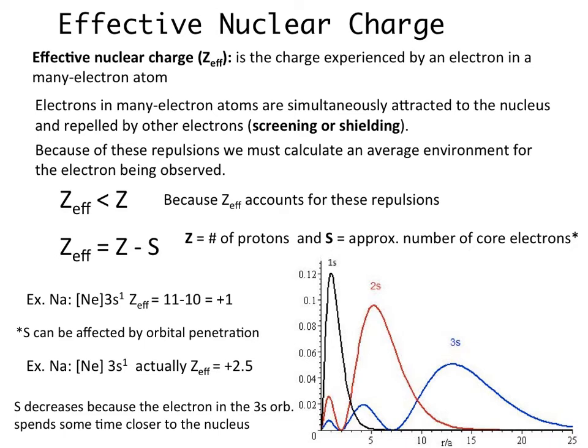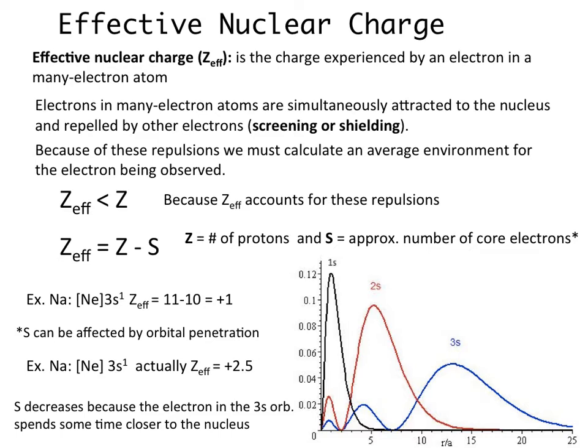Now, Z effective is smaller than your actual nuclear charge because Z effective accounts for the repulsions that we discussed up here. So if we had a single electron on the outside and no electrons in between the nucleus and that electron, we would be looking at an unencumbered interaction between that nucleus and that electron that was being pulled in or attracted to that nucleus.